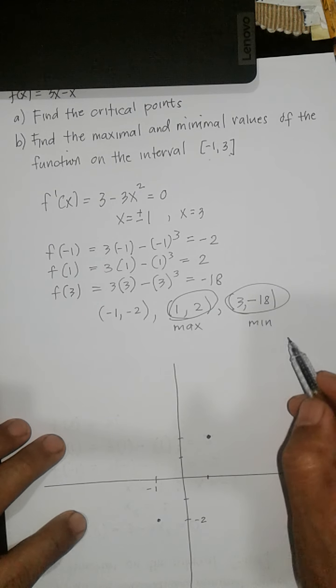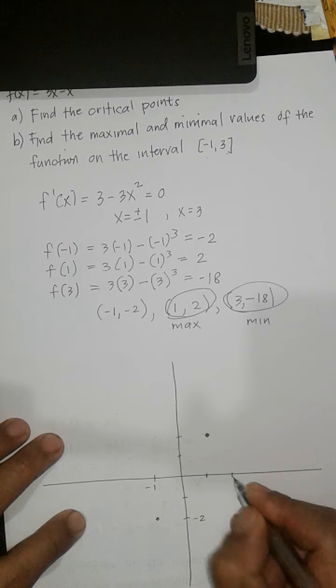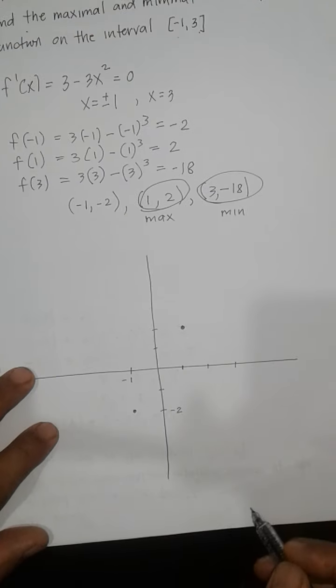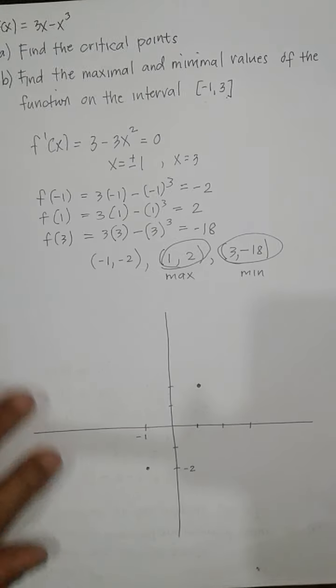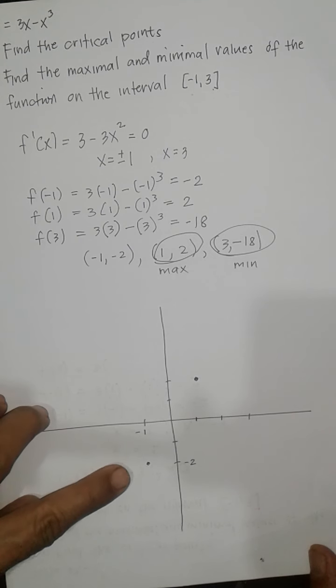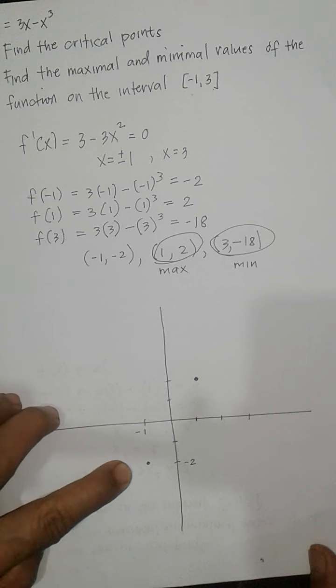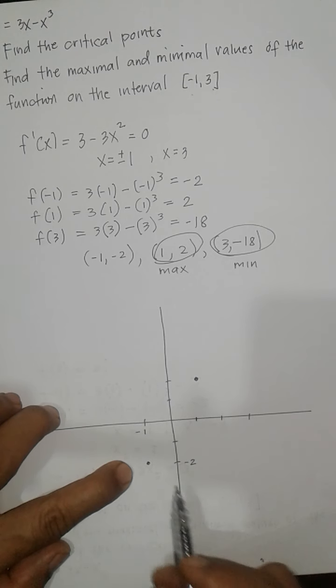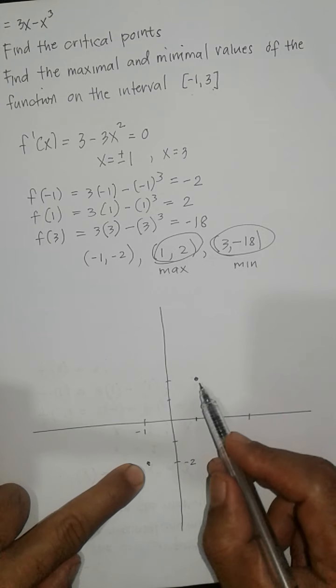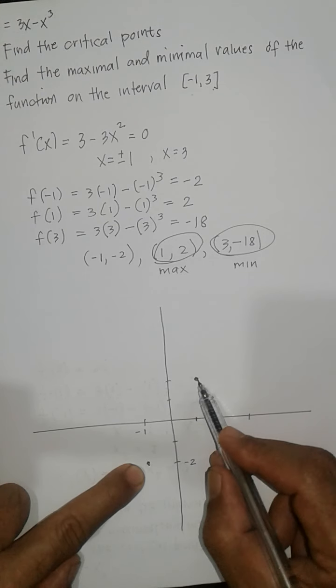And finally, we have 3, negative 18. That must be way down here, somewhere here. So if I trace, take note that negative 1, negative 2 is actually somewhere here. And take note that 1, 2 is a maximum value or point.